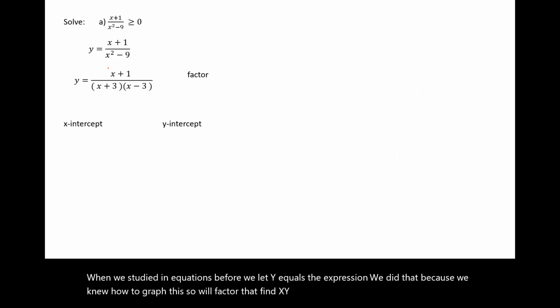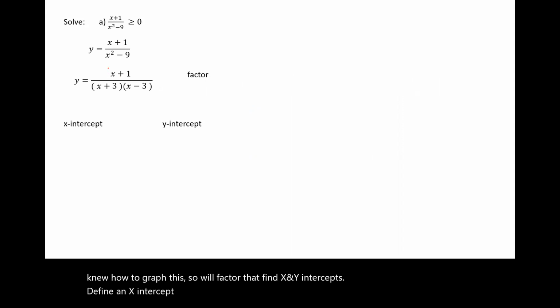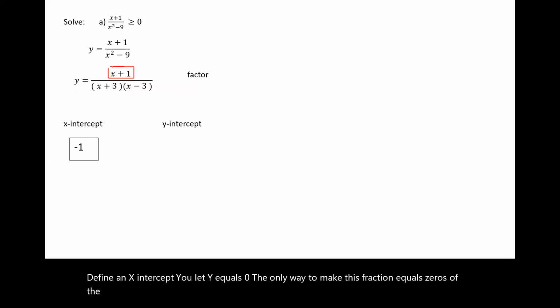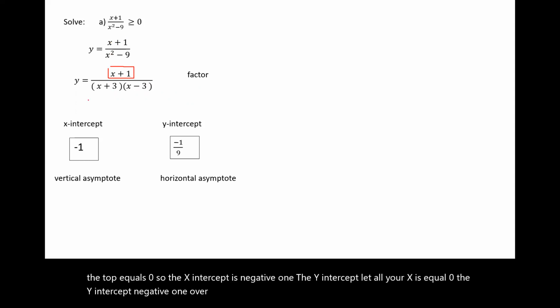To find an x-intercept, you let y equal 0. The only way to make this fraction equal 0 is if the top equals 0. So the x-intercept is -1. The y-intercept, let all your x's equal 0. The y-intercept is -1/9. Then we have our asymptotes.